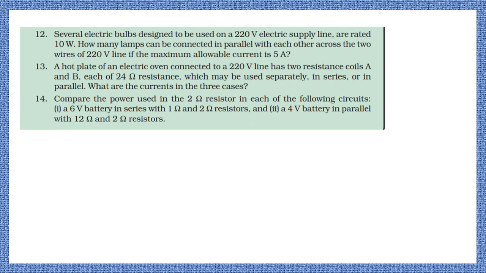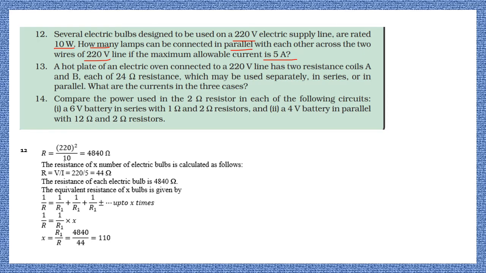Okay, question number 12. Several electric bulbs designed to be used on 220 voltage electric supply line, and they are rated 10 watt. How many lamps can be connected in parallel with each other across the two wires of 220 voltage line if the maximum allowable current is 5A? Okay, how many lamps you have to find out? Chalo, let us solve it.